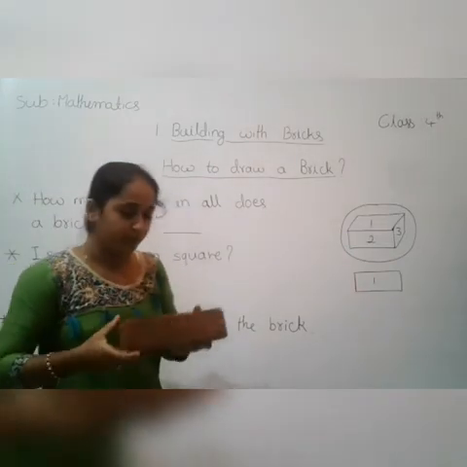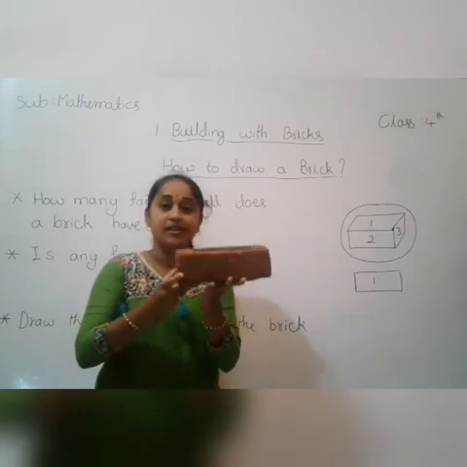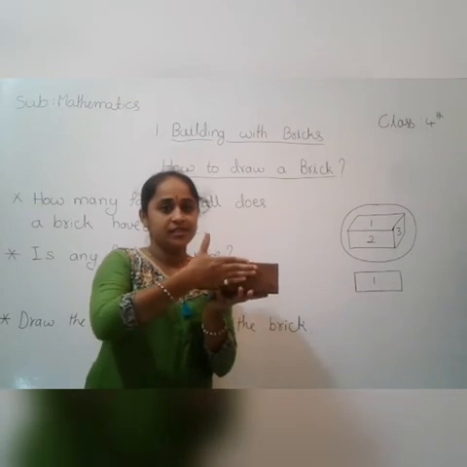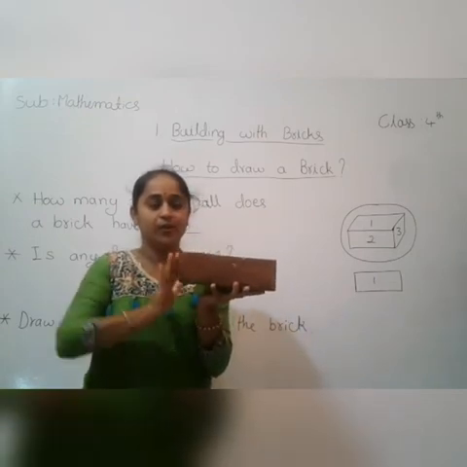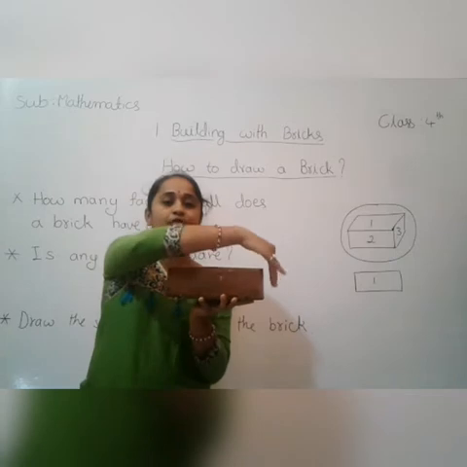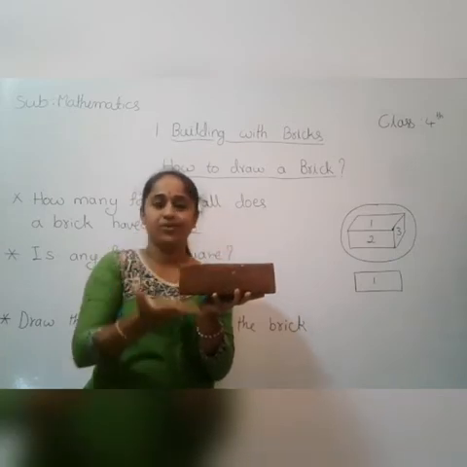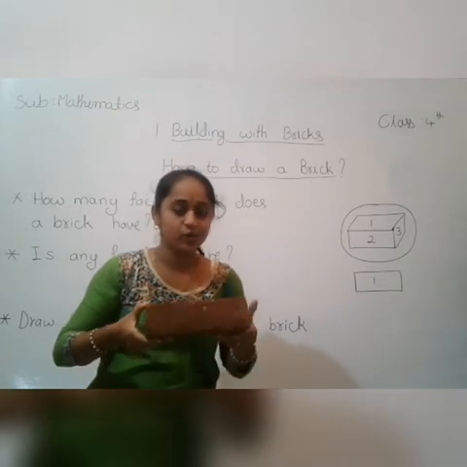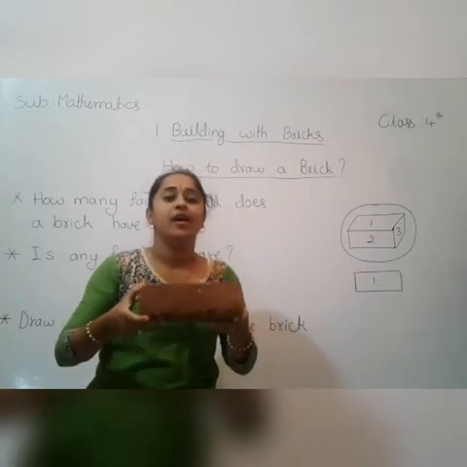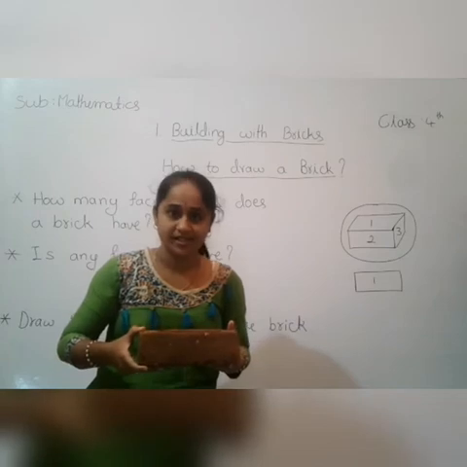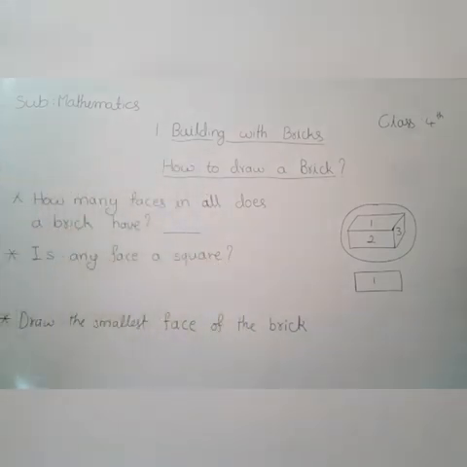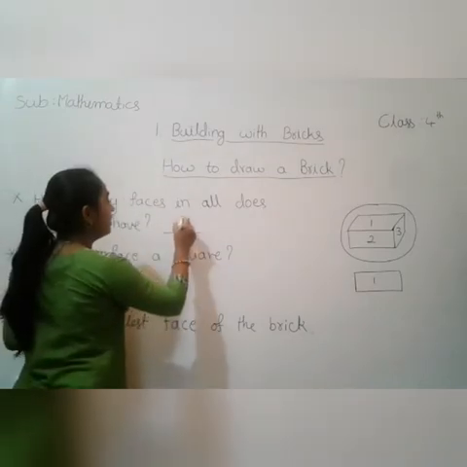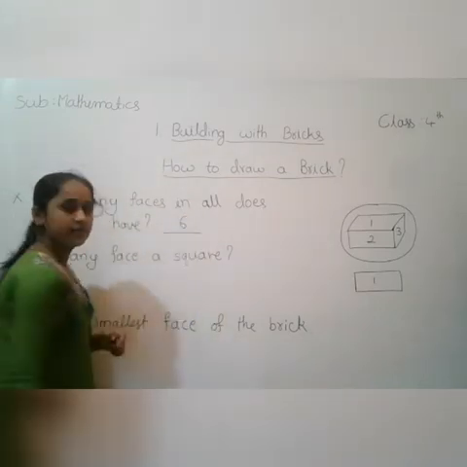I will show you a brick. How many faces are there? See here: one face, 2, 3, 4, 5, 6. Yes, here 6. A brick has 6 faces in total. So you have to write here 6 faces.